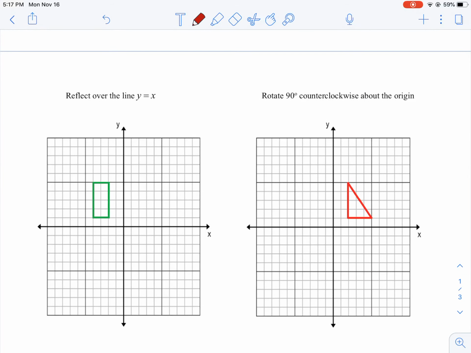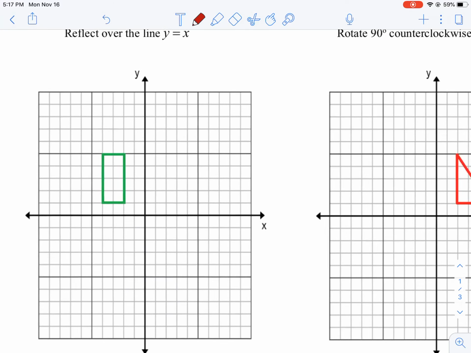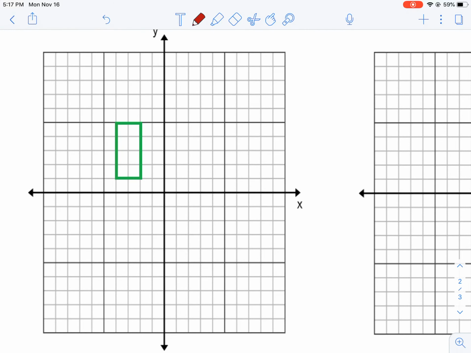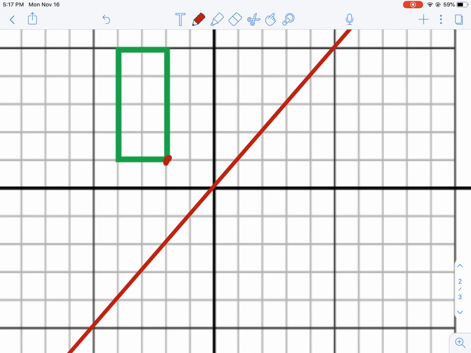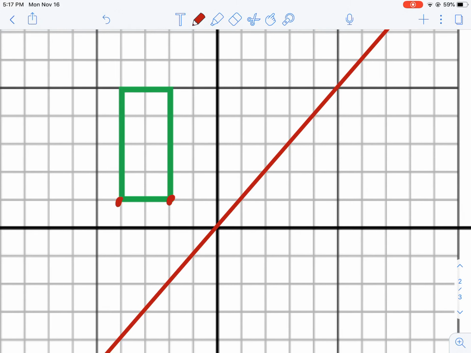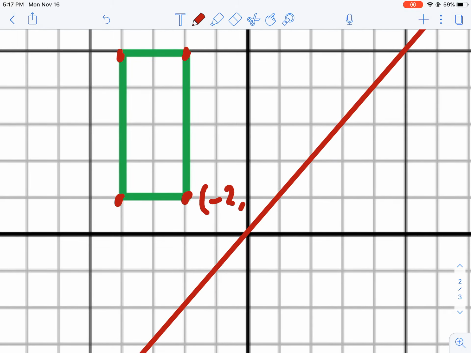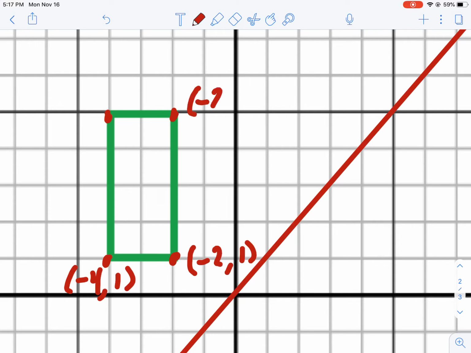Next problem. Reflect over the line y equals x. So this is the hardest one. All right, if you remember, the line y equals x, pretty much the best way to do it is that the point values are going to flip. So I'm actually going to write out the coordinates of the points here. So we've got -2, 1. We've got -4, 1. We've got -2, 5. And we've got -4, 5.